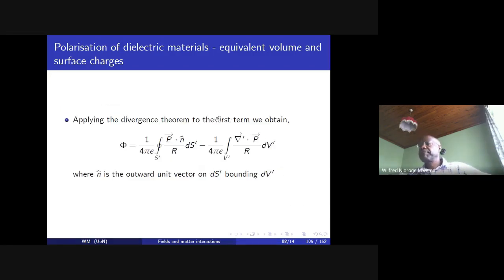So the first term will be given as 1 over 4 pi epsilon r, that is P dot n cap ds prime. We should use n cap prime, because we are dealing with the coordinates of the source, where n is, of course, the outward unit normal on the ds that is bounding the volume element dv prime. And the last term, of course, is minus 1 over 4 pi epsilon r multiplied by that.